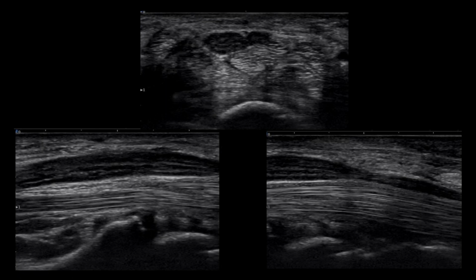Now, if you scan any nerve, you're looking for any hypoechoic signal and hypoechoic swelling of the nerve at the site of compression with loss of fascicular pattern.